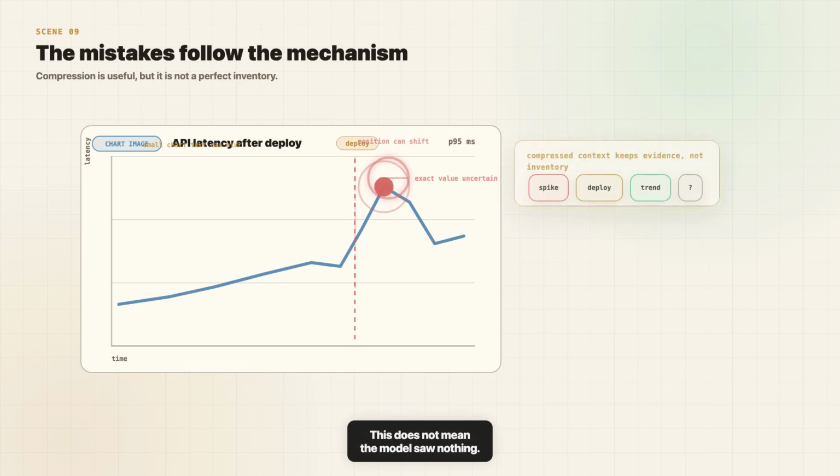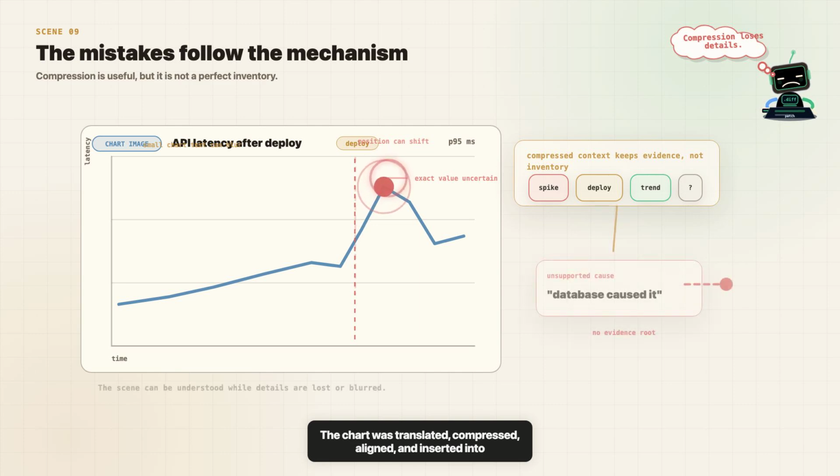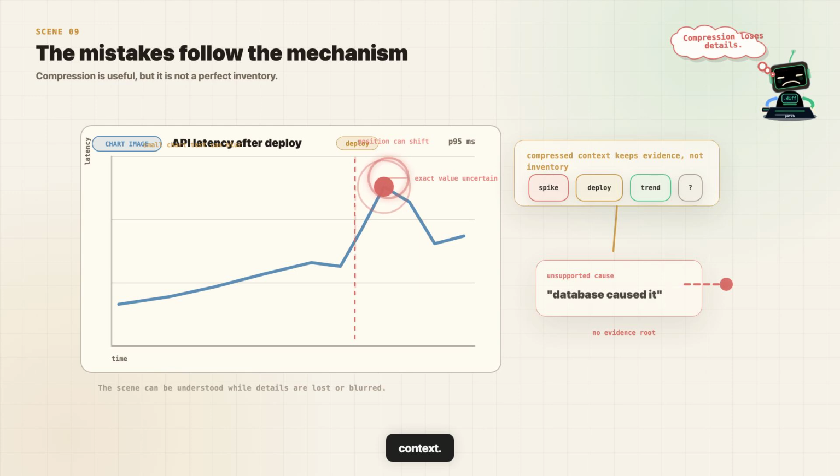This does not mean the model saw nothing. It means the model saw through a representation. The chart was translated, compressed, aligned, and inserted into context. So the failures become easier to predict. Look for the details most likely to be lost during that translation.